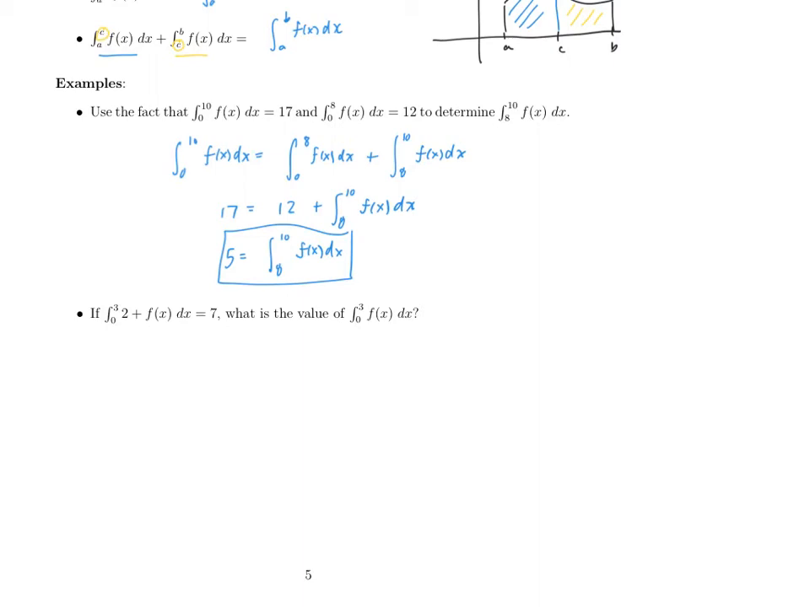Moving on to the next example, we're given some general information and we'd like to narrow it down to the integral from 0 to 3 of just the function f of x. And we can certainly do that. We just need to start with this given information and apply our above properties.